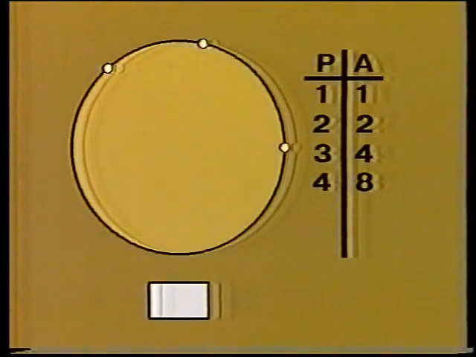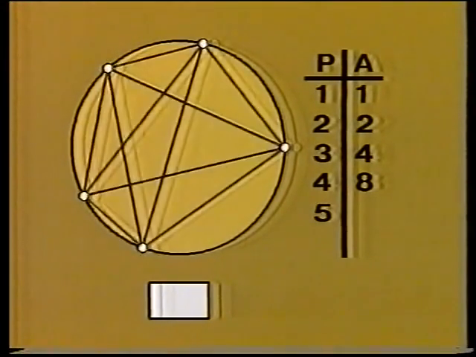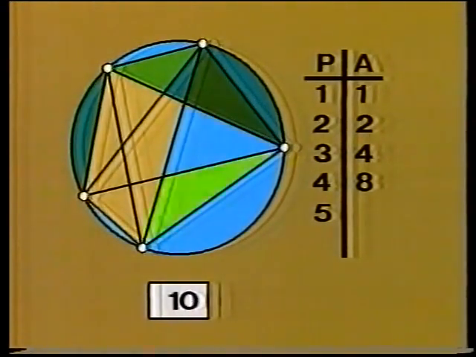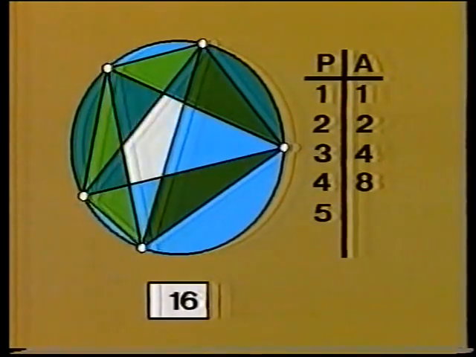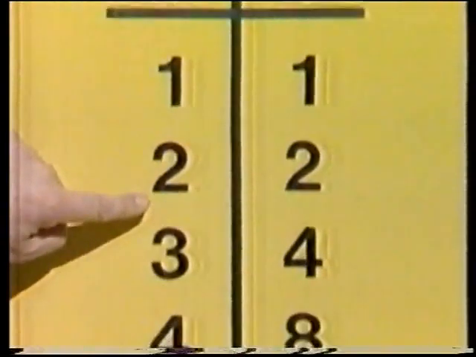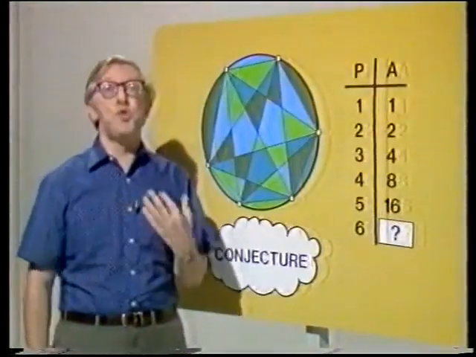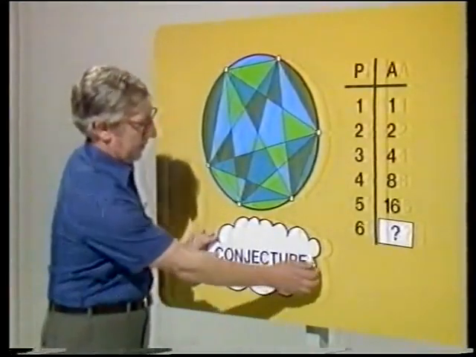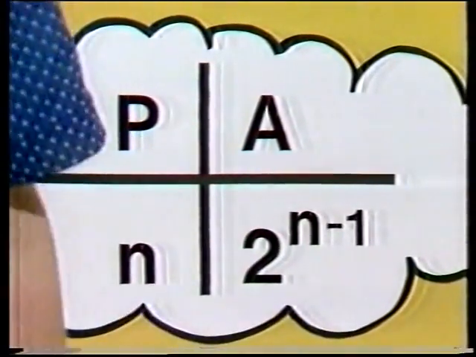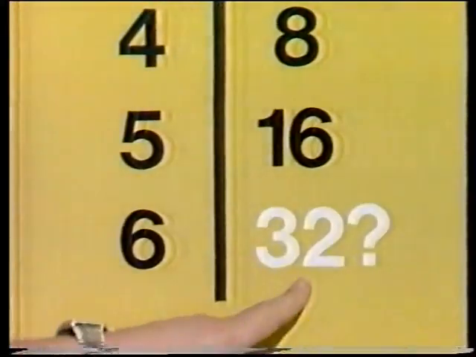I guess with 5 points, yes, that's right, I get 16 areas. Well, I think that the pattern that is beginning to emerge is that we're going up in powers of 2. So, it seems reasonable that our conjecture is, for n points, we're going to get 2 to the n-1 areas. Well, for 6 points, this conjecture will predict that we get 32 areas.